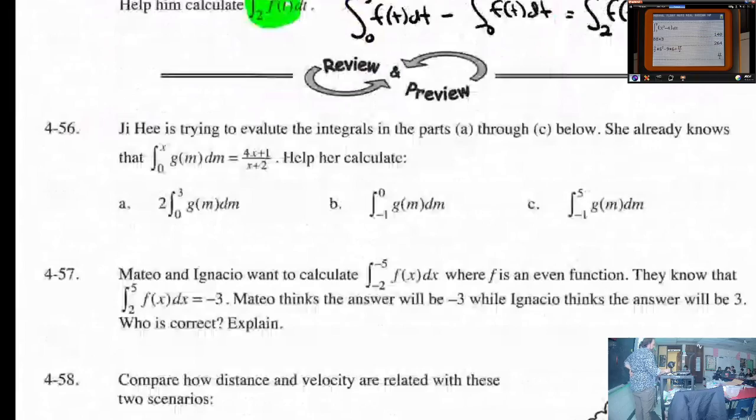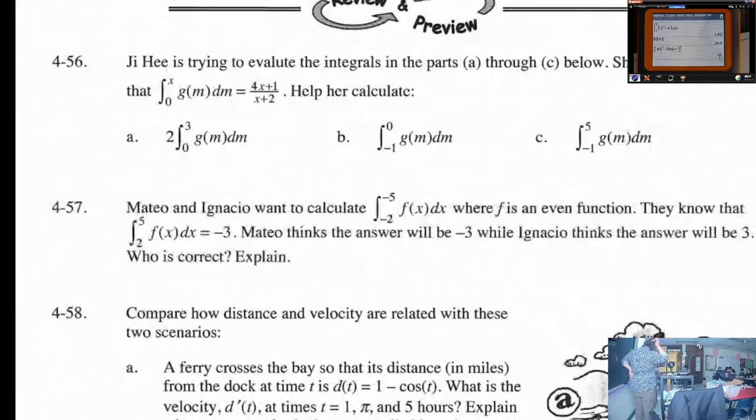Looking at all these problems here, I assigned all of them. I know, sorry. Sorry. Yo, what? I posted my answer guide earlier today.